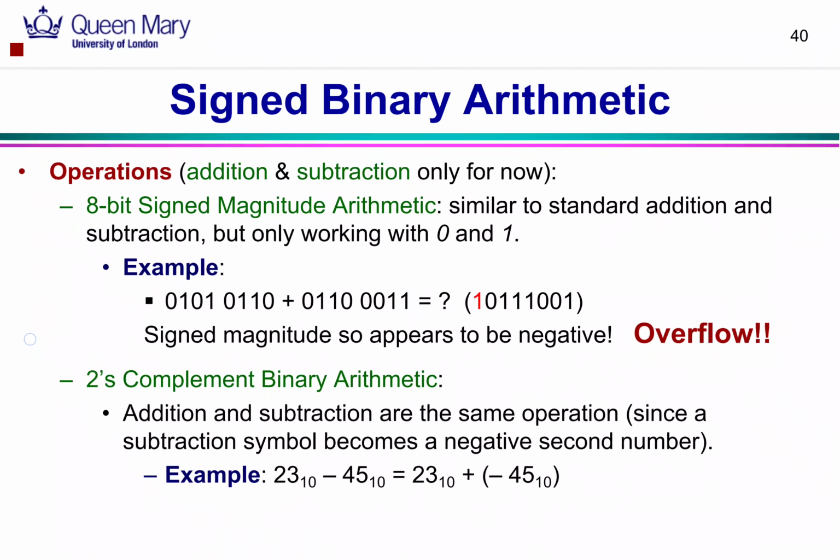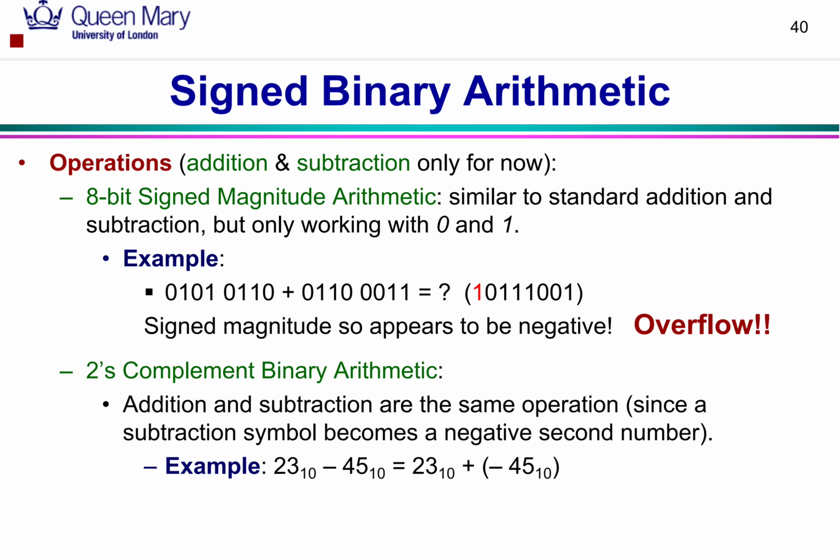Signed binary arithmetic. Overflow. When we do an operation, addition only for now, it was similar to the standard example. The sign seems to be signed magnitude, so it appears to be negative.